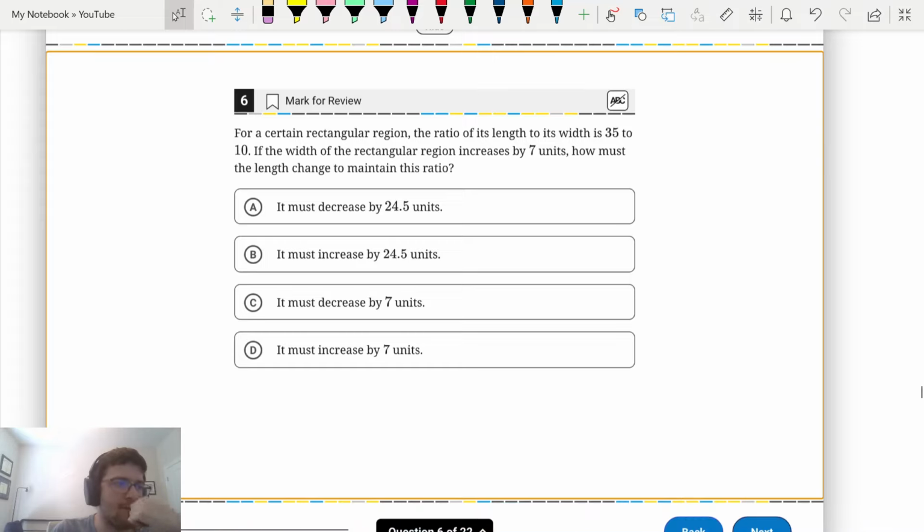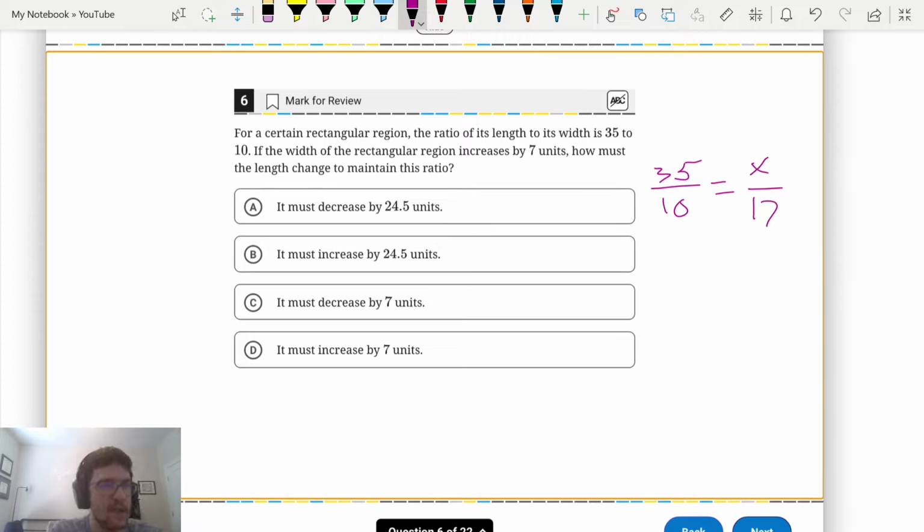Okay, so what I did was that I set up a ratio, the ratio of length to width. So length to width, or length over width, is 35 over 10. And then it says the width increases by 7 units. So the width is now 17. And the new length I don't know. So I'm going to put X. And I'm going to cross multiply.